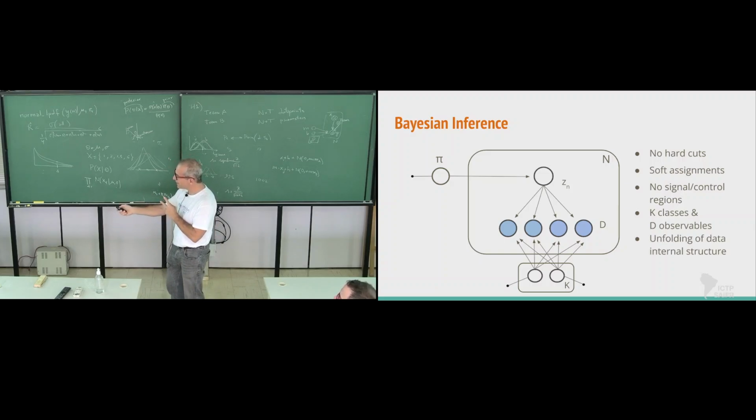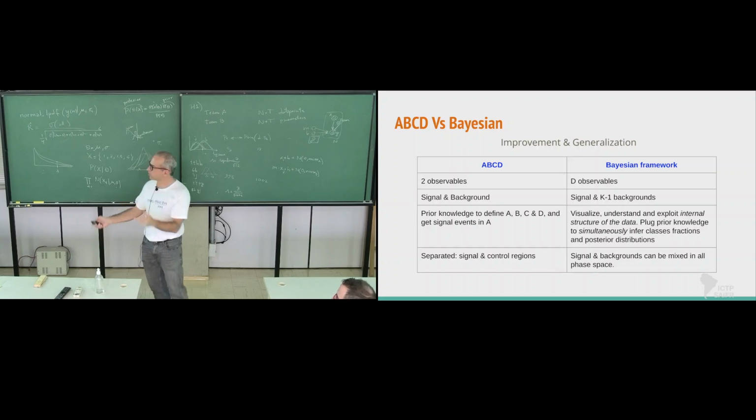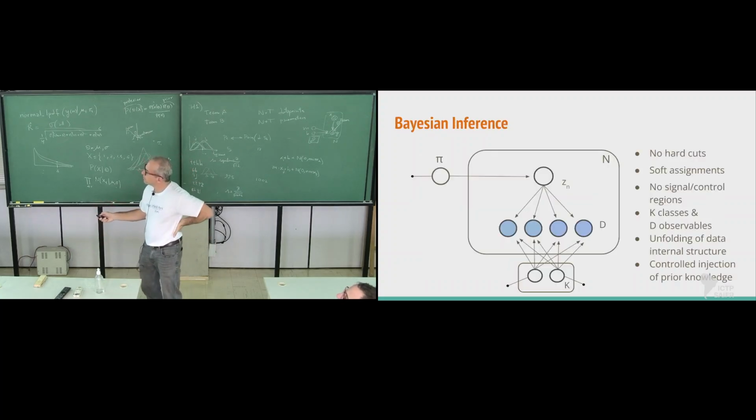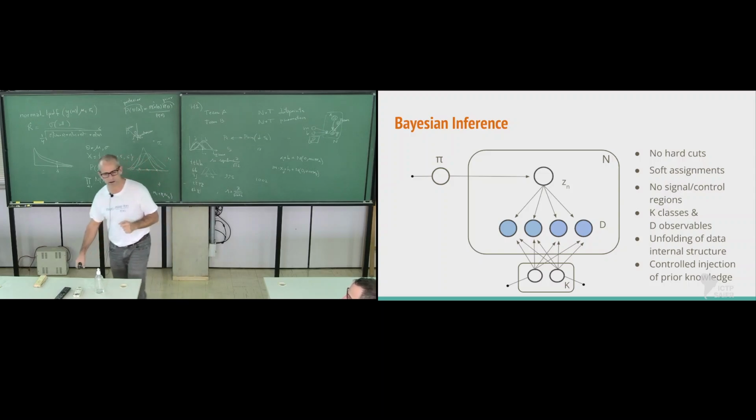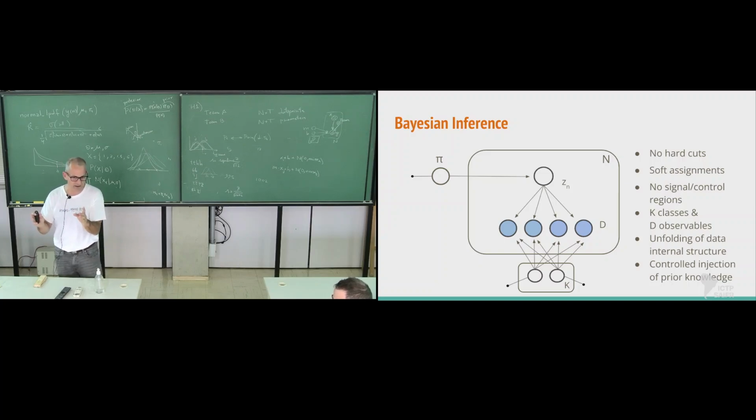And you unfold the data to see the internal structure of the data, and then you can have a controlled injection of your prior knowledge. Where is the modeling coming in this picture? Well, this is a very basic modeling of a mixture model. The modeling would be, for instance, with the invariant masses: for a Higgs signal, there are two Gaussians whose mu is around 125. If it is background, the four bottoms, you expect the invariant mass to have an exponential distribution, and that would be modeled here.